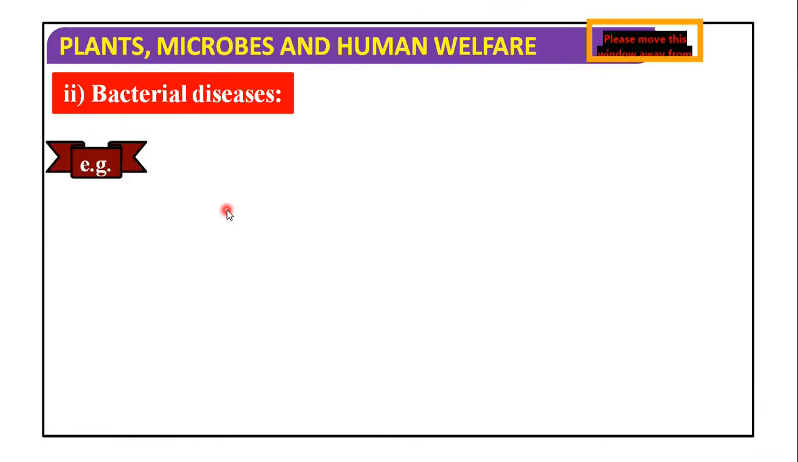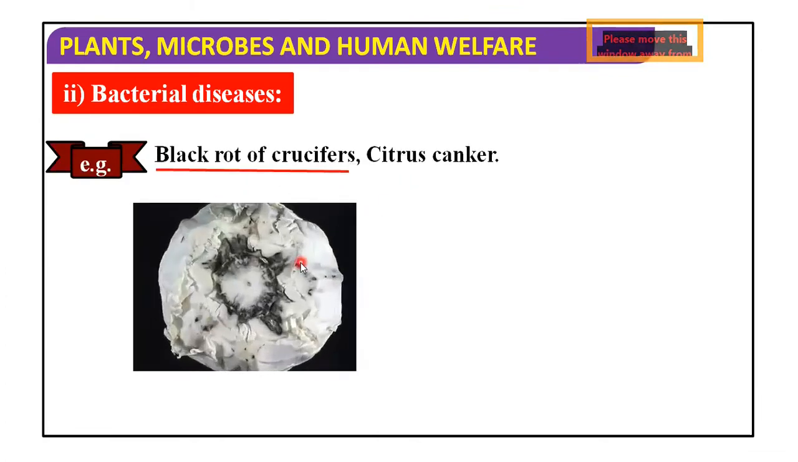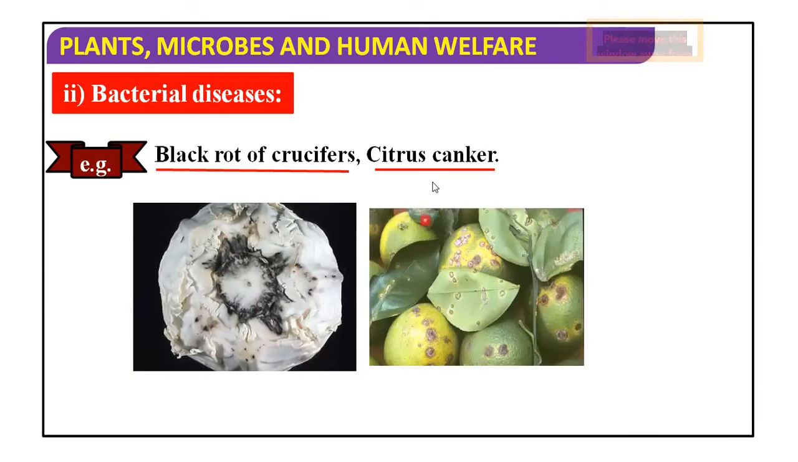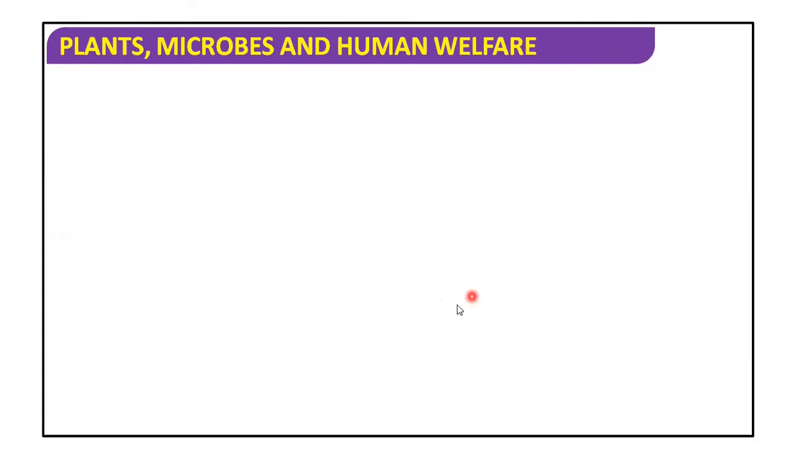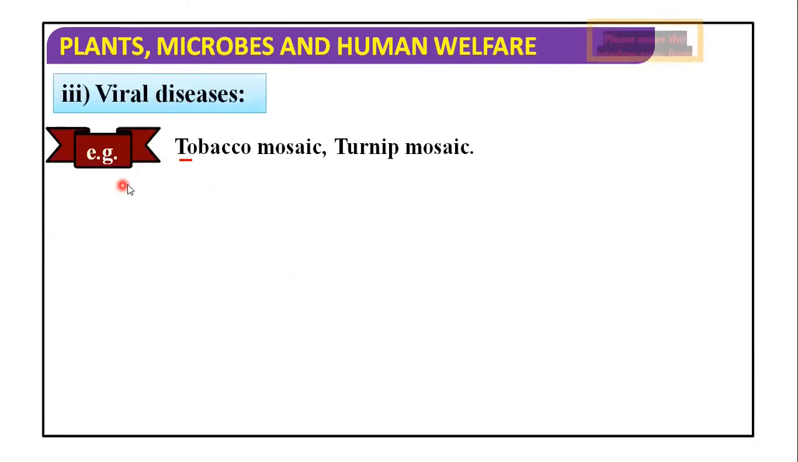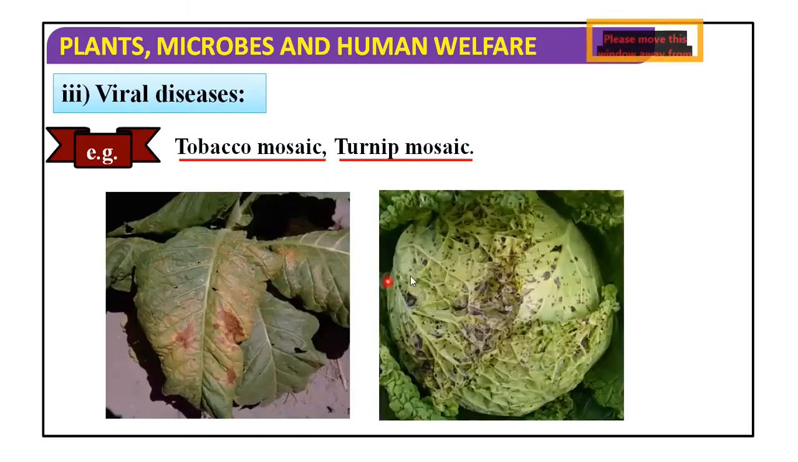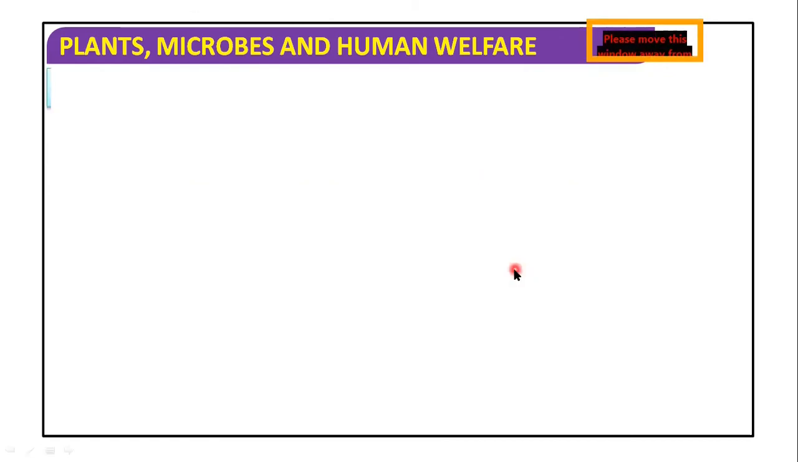Bacterial diseases, for example, black rot of crucifers or citrus canker. Now see, this is the black rot of crucifers and this is the citrus canker disease which affects the citrus plant. Viral diseases, for example, tobacco mosaic virus and turnip mosaic. See, this is the tobacco mosaic and the turnip mosaic virus. This disease can also affect the cabbage.